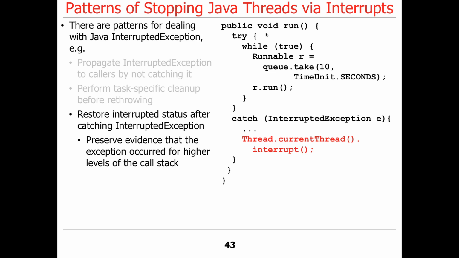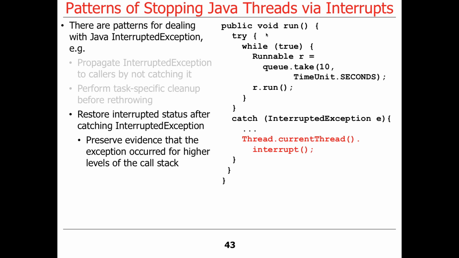Yet another thing to do, and by the way, these are not entirely mutually exclusive. They're just different ways of handling these problems or issues with exceptions. Another thing we can do is restore the interrupted status after catching the interrupted exception. So you can see here that we've done some stuff. We're waiting for up to 10 seconds to get an item from the queue. And if an exception occurs, then we're going to do some cleanup or whatever.